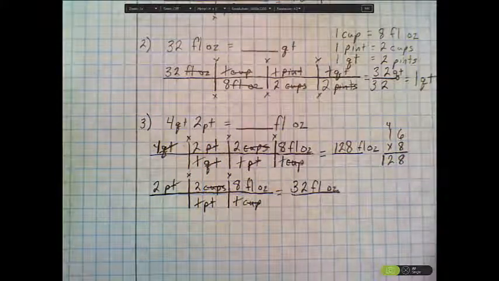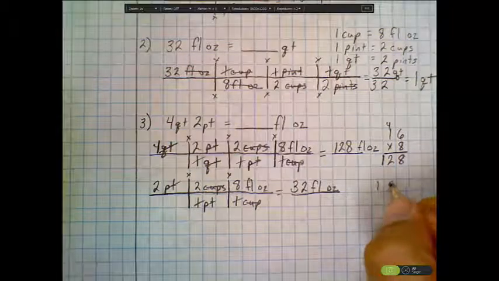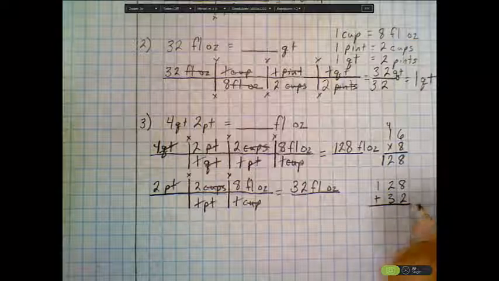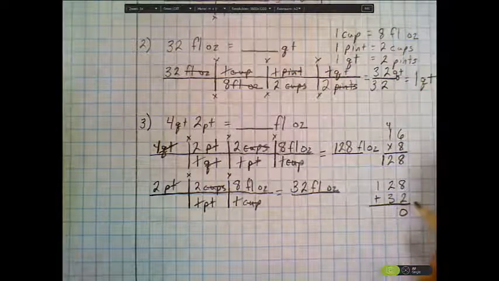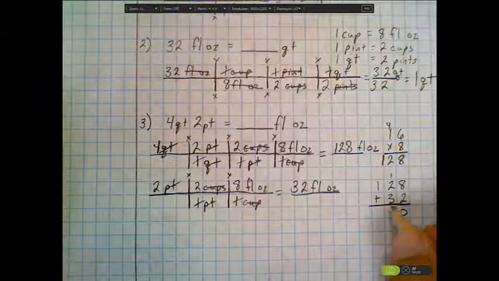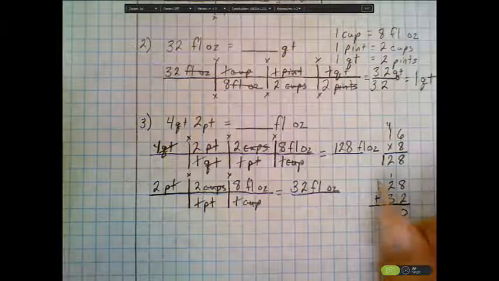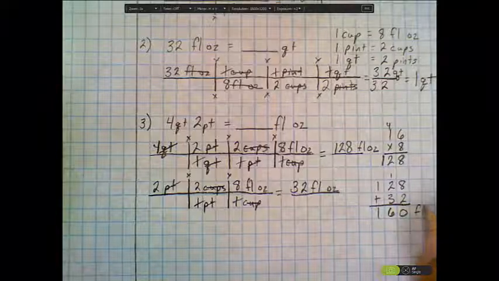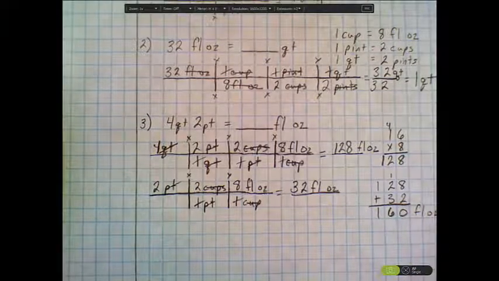So we need to add those together. So 8 plus 2 is 10, so 0. Carry the 1. 1 plus 2 plus 3 is 6. And then bring down the 1. So that would be 160 fluid ounces.